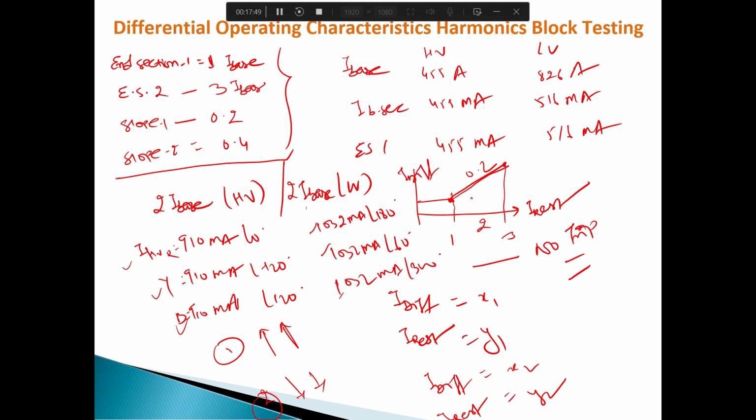And since the slope is equal to I differential by I restraining, if you calculate X2 minus X1 by Y2 minus Y1, this must come out to be in the range of 0.2. If it comes out in the range of 0.2, that means your slope 1 is verified.